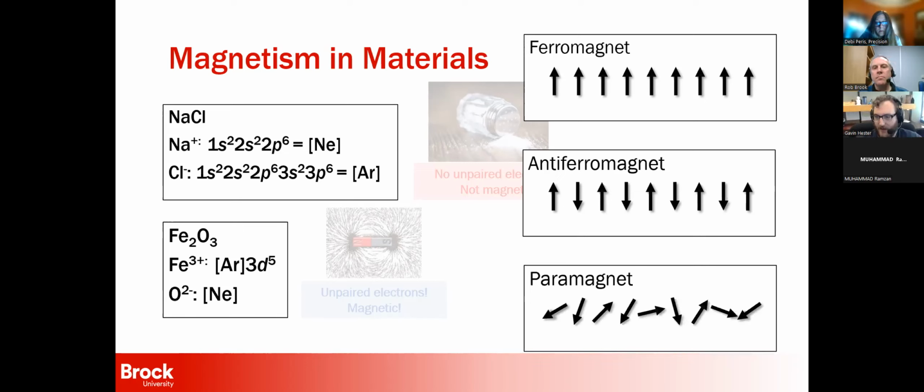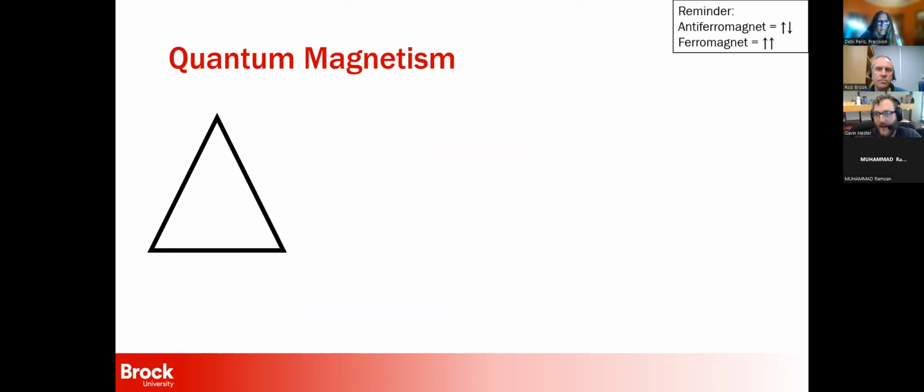And then just for completeness, if you heat up a ferromagnet or an antiferromagnet, eventually the temperature becomes so high that the bonds holding the spins parallel or anti-parallel become too weak. And then you just get this random orientation of spins. So that's some language to get us the basics of magnetism. And then we go into quantum magnetism.